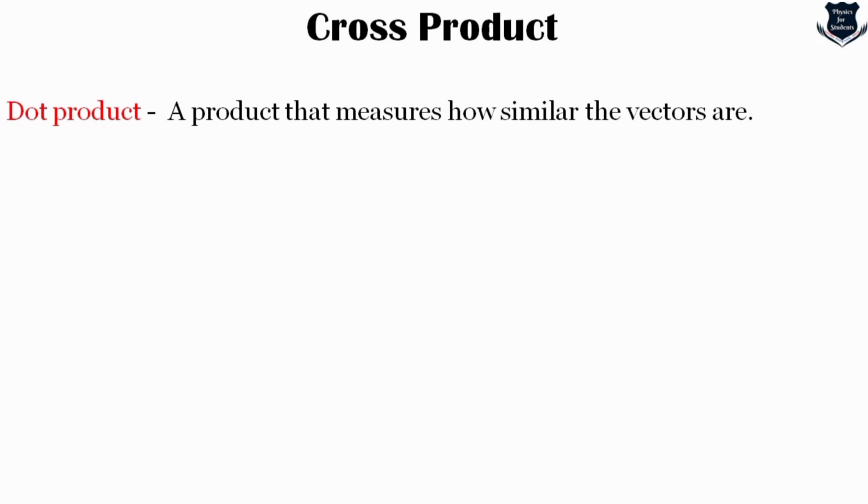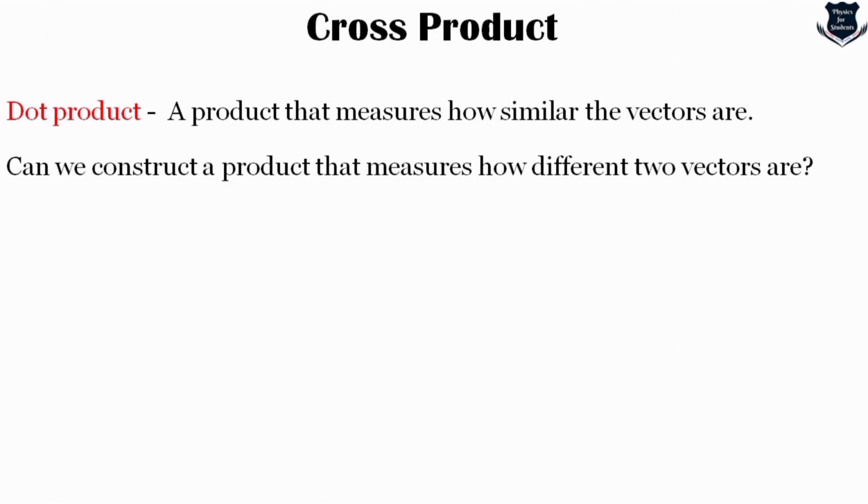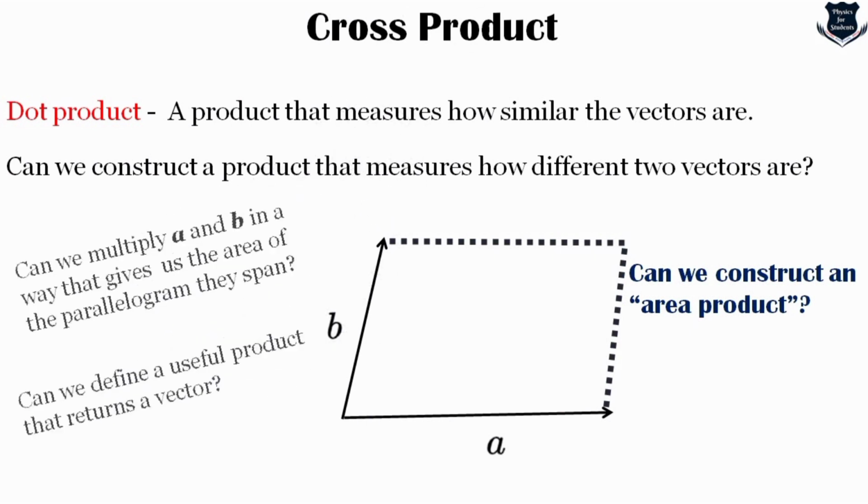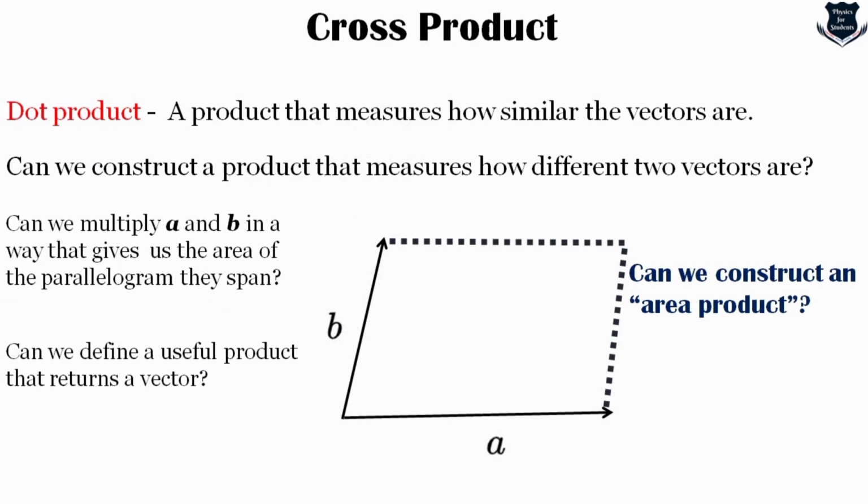Now, the question is, can we construct a product that measures how different things are? Here is a parallelogram. My question is, can we construct an area product? We cannot, using the dot product, obviously. So can we say that we can multiply A and B and get the area that spans the parallelogram? Can we define a useful product that returns a vector?